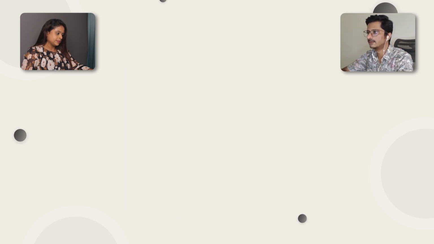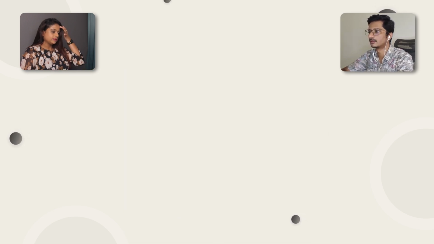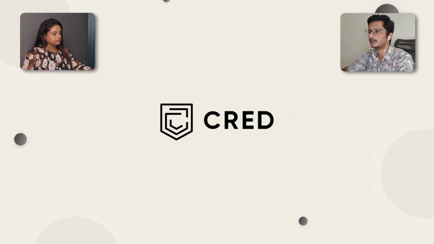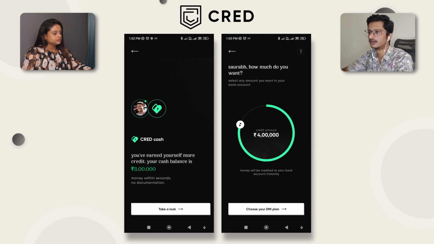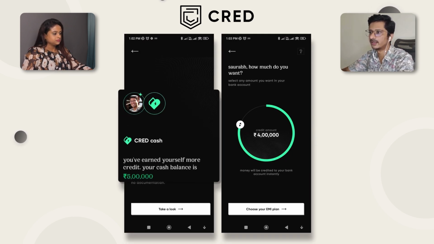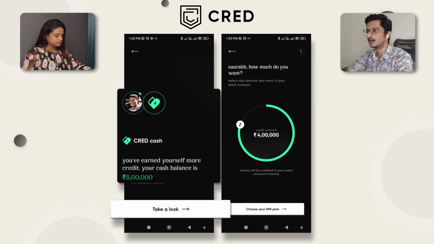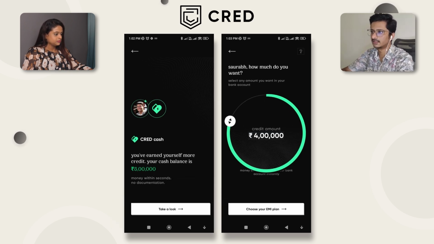So let's see more here. The next one we see here is Cred. On the Cred app, we see the Cred cash. On the top, we see this Venn diagram, and then there's the amount, and then there are only one or two benefits that are here. And then we have the CTA, which is take a look. When you click on take a look, it takes you to this screen, which has the credit amount more prominently.